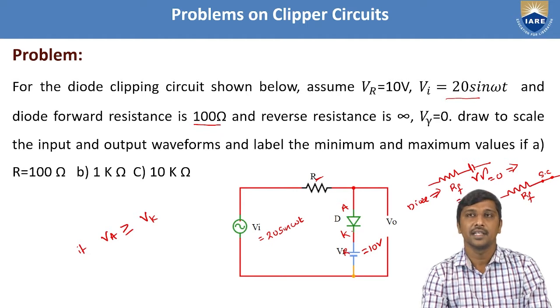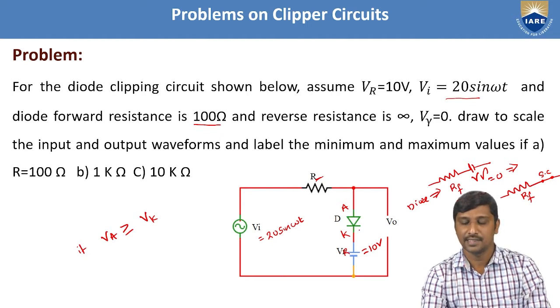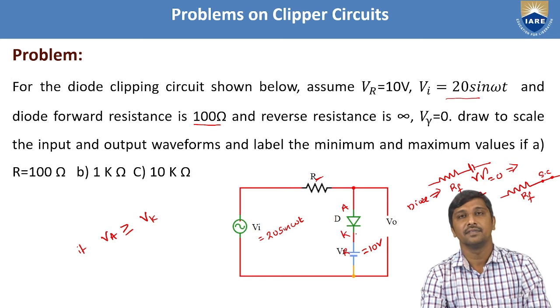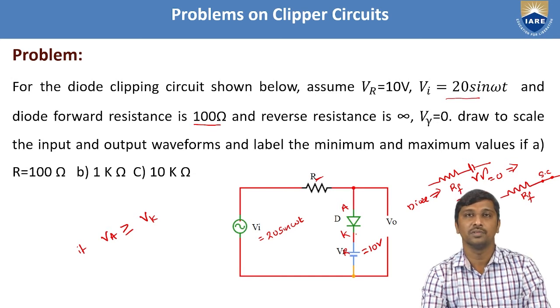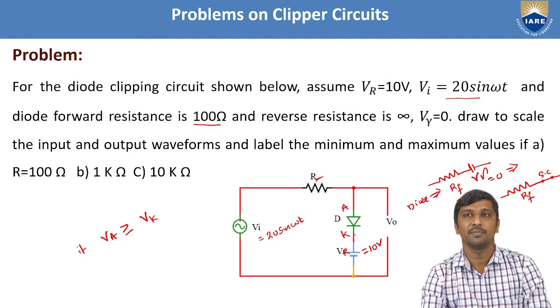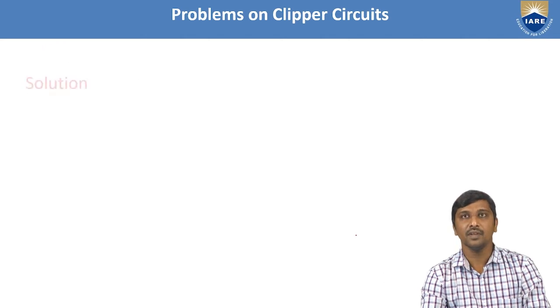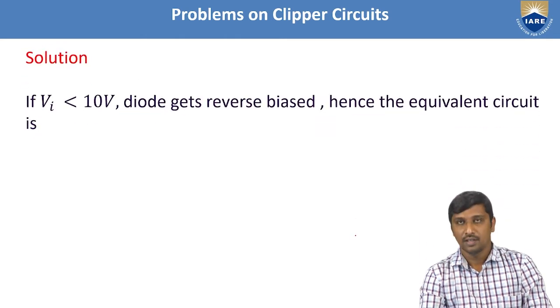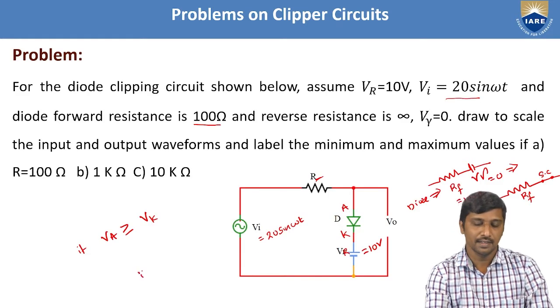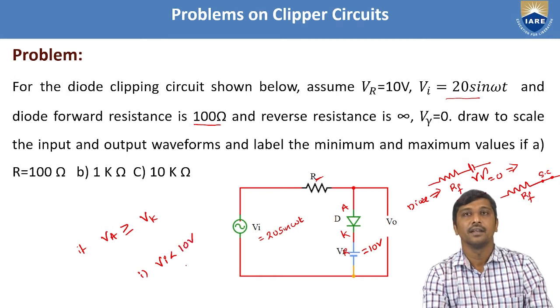What happens if the applied input voltage is less than 10 volts, and what happens if the applied input voltage is greater than or equal to 10 volts? First we will see what happens if the applied input voltage is less than 10 volts. If you observe the circuit again, the first condition I consider is Vi less than 10 volts.